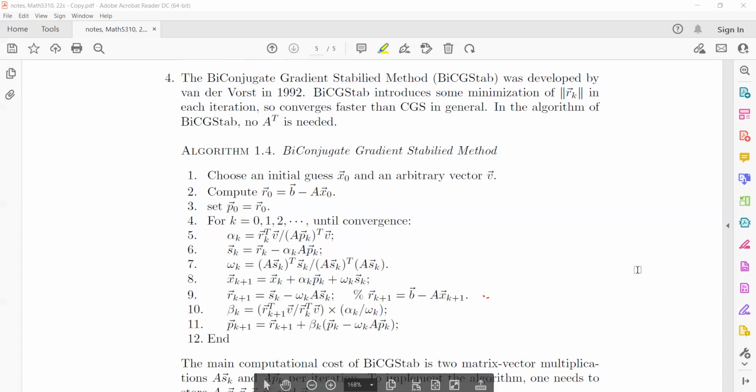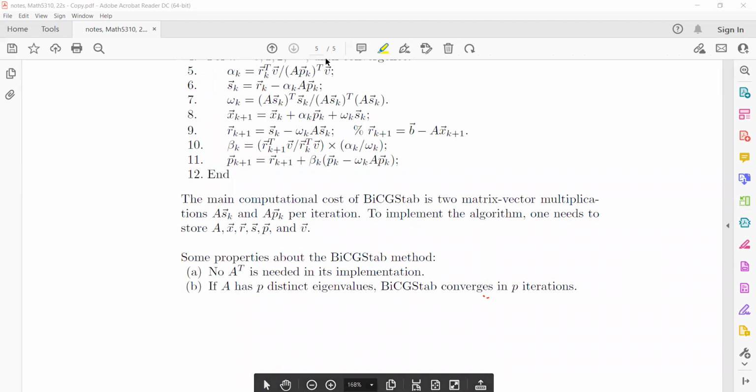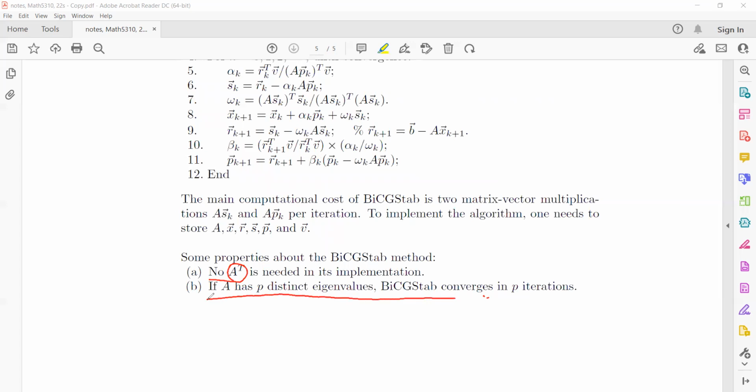These two properties are actually common to all Krylov subspace methods. BiCGSTAB doesn't need A transpose, but that property is not common to all Krylov subspace methods. This is a brief introduction to Krylov subspace methods. If you ask me how many Krylov subspace methods there are so far, I think more than 50, but I picked some representatives to present.